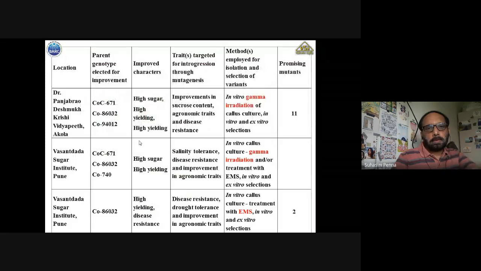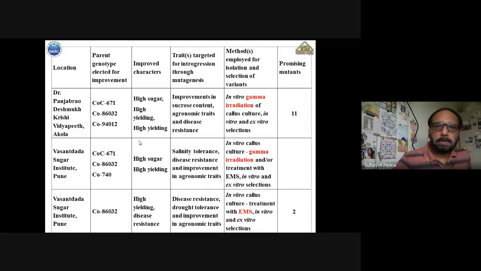As I told you, with these 3 institutes we have done our initial collaboration and developed a very good number of mutants. These were under BARC and then that particular institute collaboration, where we have even some of our funded projects.